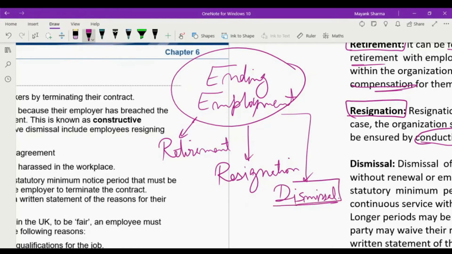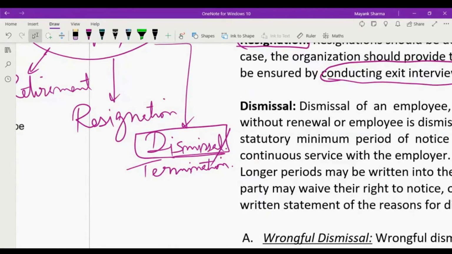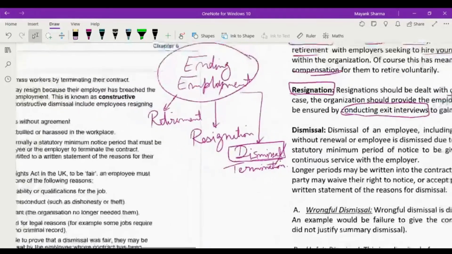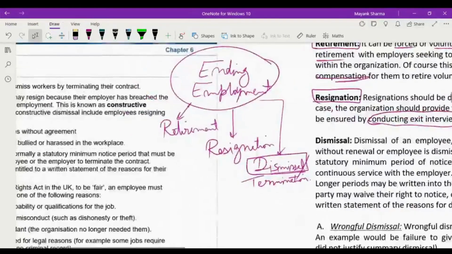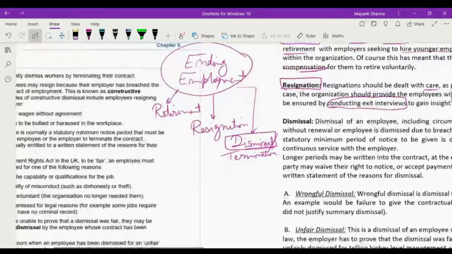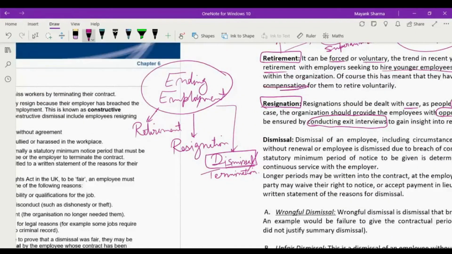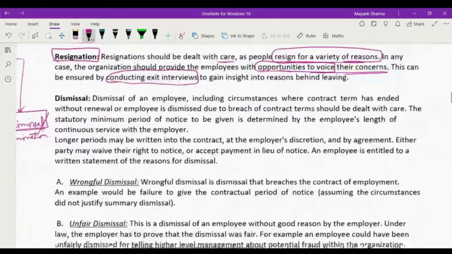Dismissal can also be termed as termination, where the employment is being ended from the employer's side generally. Dismissal also includes one more way of ending the employment, that is redundancy, but that will be discussed later and differently, not as a part of dismissal. So let's talk about dismissal.